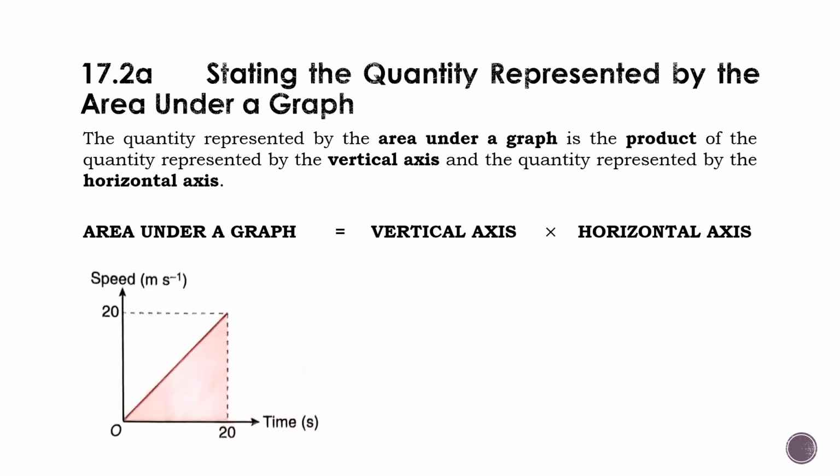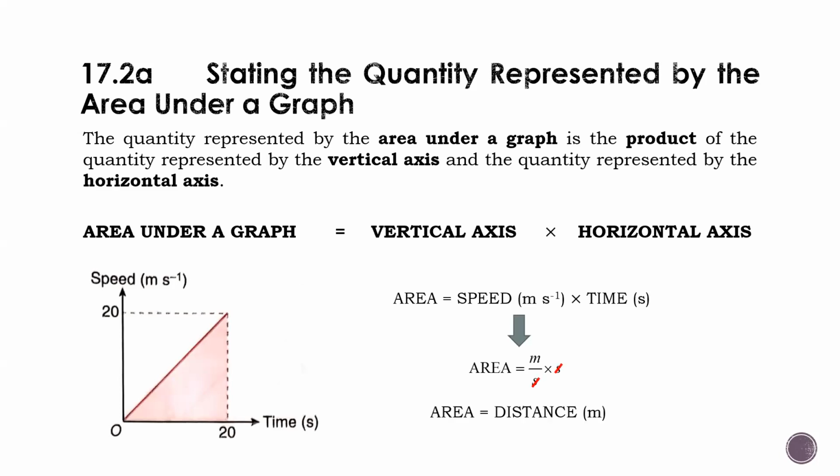Like this. Speed is m s^-1, time is second. So my area is speed times time. Then I will have m over s times s. Throw away the s. So my area becomes only left with meter. So it's my distance.